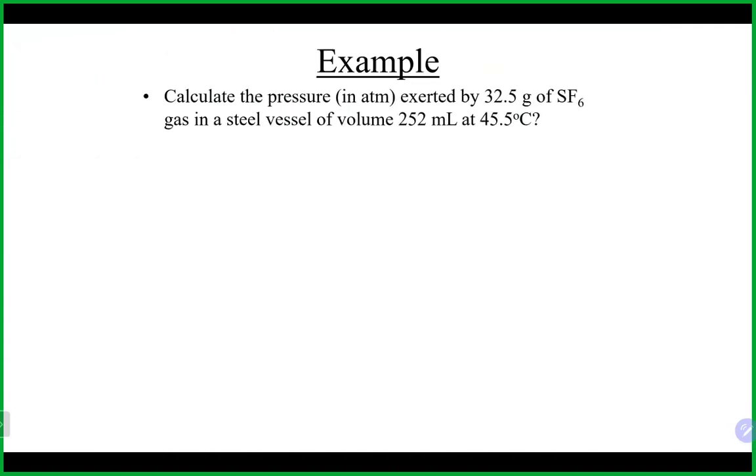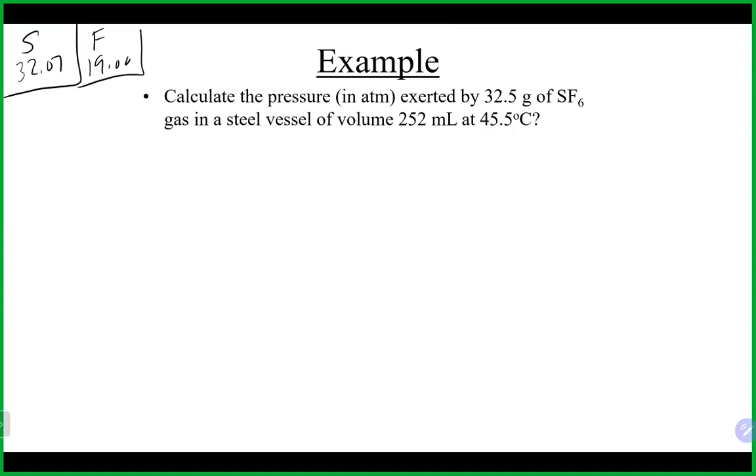There we go. Calculate the pressure in atmospheres exerted by 32.5 grams of SF6 gas in a steel vessel that has a volume of 252 milliliters and 45.5 degrees Celsius. I'm going to give you some numbers that might be helpful. Sulfur 32.07 and fluorine 19. Okay, let's take a look here.